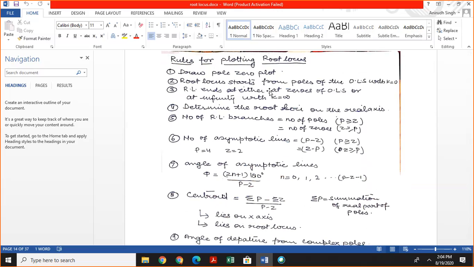In the last lecture we discussed the root locus method of determining the stability of a system, or we can say how we can draw the root locus. In this lecture we will solve some problems based on root locus. First we will study all the rules of root locus.